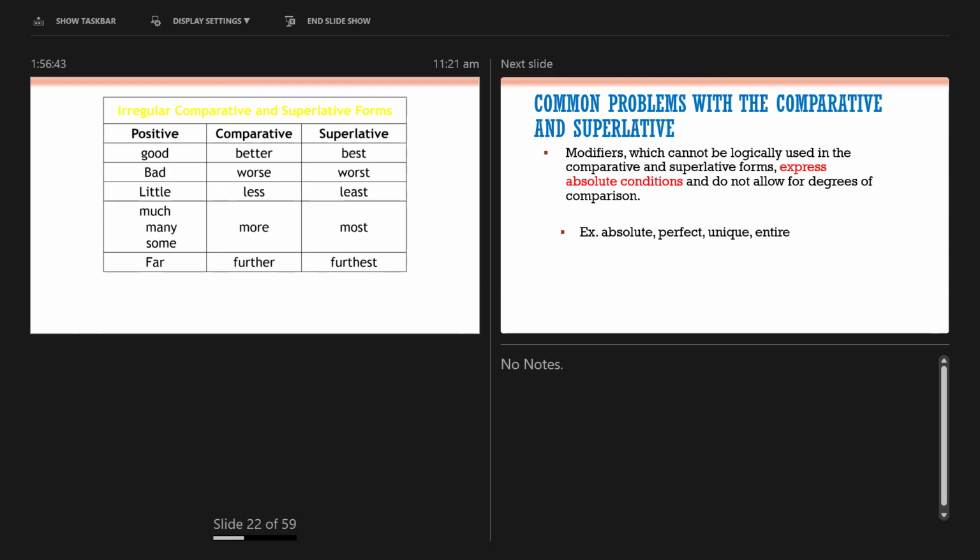Okay. So, it's much better if you guys try to memorize this table because there's no other way than to memorize what is the comparative and superlative form in order for you not to make any mistakes in grammar. Okay?